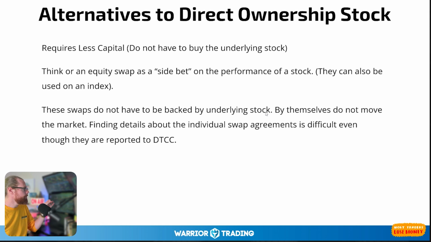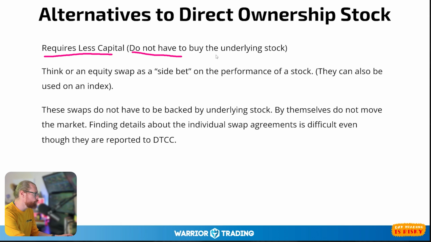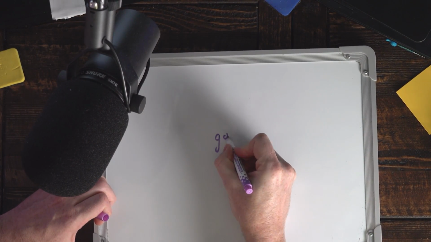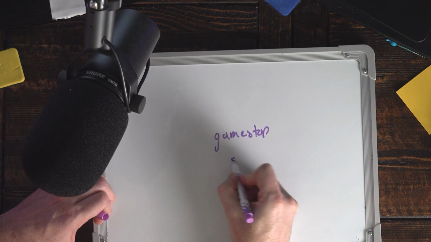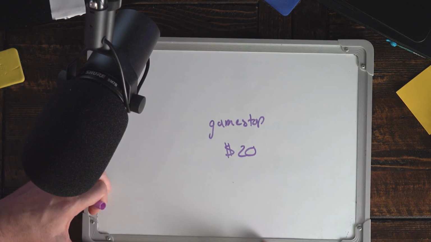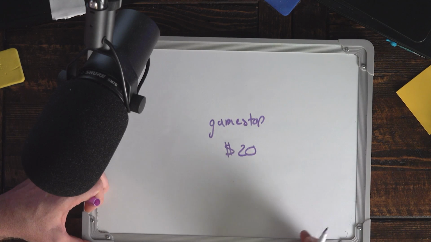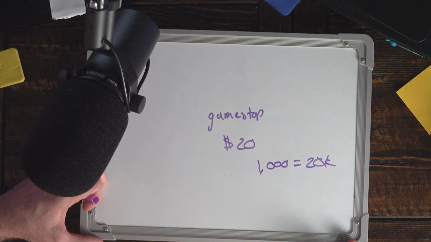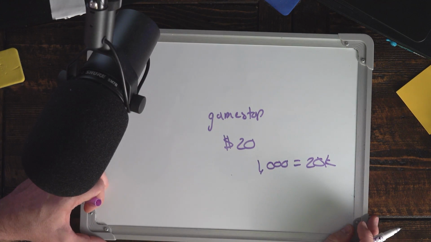So derivatives are an alternative to direct ownership. With an equity swap, for instance, it requires less capital because you do not have to buy or short the underlying stock. Let's just say, for the sake of argument, that you want to short GameStop here at $20 a share. It doesn't matter the price. You want to short 1,000 shares. Well, that's $20,000, right? That's no big deal to get a $20,000 position on the market.